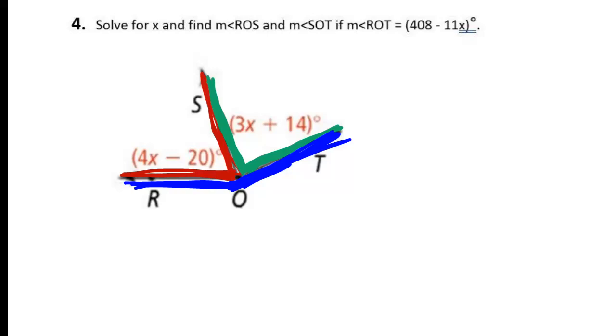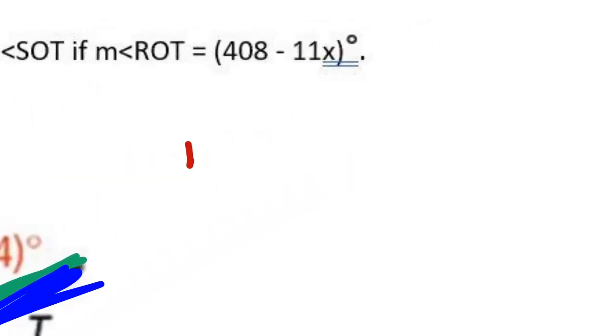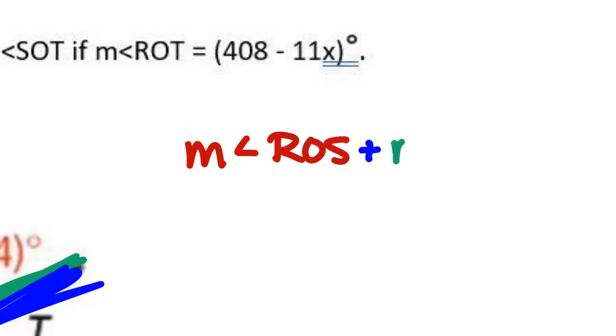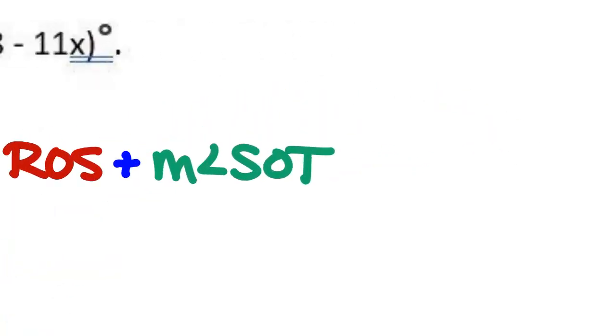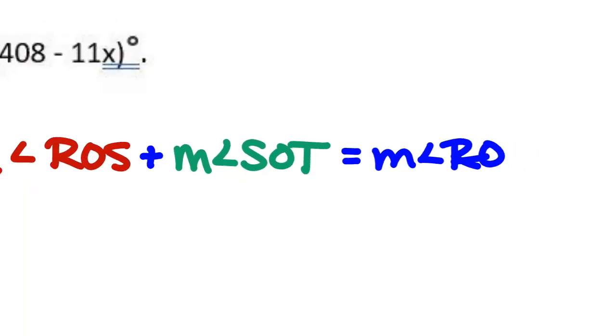Is ROT a straight line? No. So it's not going to be equal to 180. But I can take those 2 smaller angles, the red one and the green one. When I put them together, I get that blue one, ROT. That is my angle addition postulate. So the measurement of angle ROS plus the measurement of angle SOT is equal to the measurement of angle ROT.